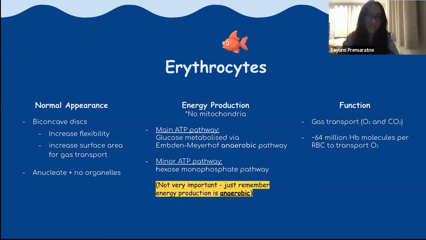In terms of the function, you're probably already familiar that it's to transport gases, specifically oxygen and carbon dioxide. And you don't need to know the number, but just for an idea, there's about 64 million hemoglobin molecules. So your red blood cells are carrying a lot of oxygen around your body.